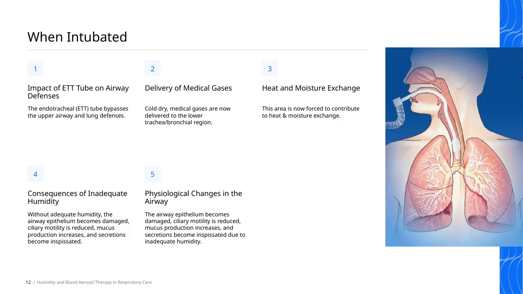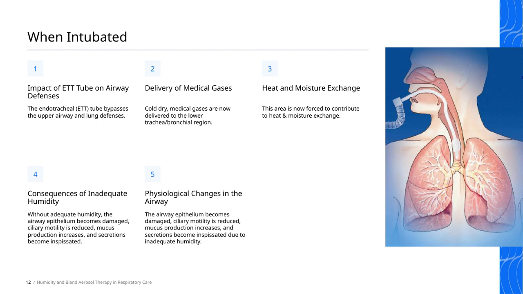First, let's talk about what happens to the airway itself. When the airway is not properly humidified, the epithelium, which is the lining of the airway, can become damaged. This damage reduces the ciliary motility, meaning the tiny hair-like structures that help clear mucus and debris are less effective. As a result, mucus production actually increases, but the secretions tend to become inspissated or thickened, making clearance even more difficult. Now, because of this, the airway has to work harder to contribute to heat and moisture exchange.